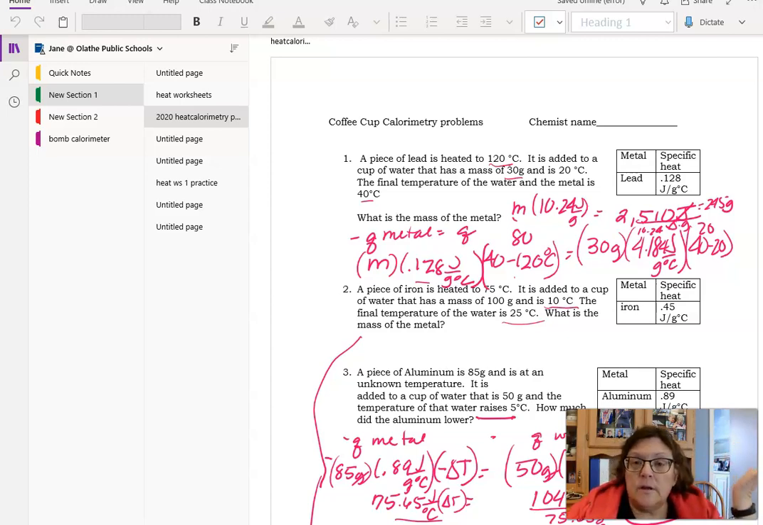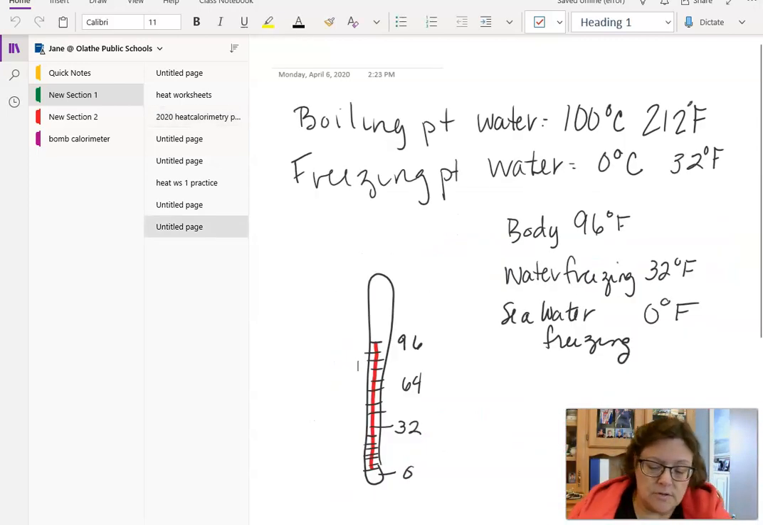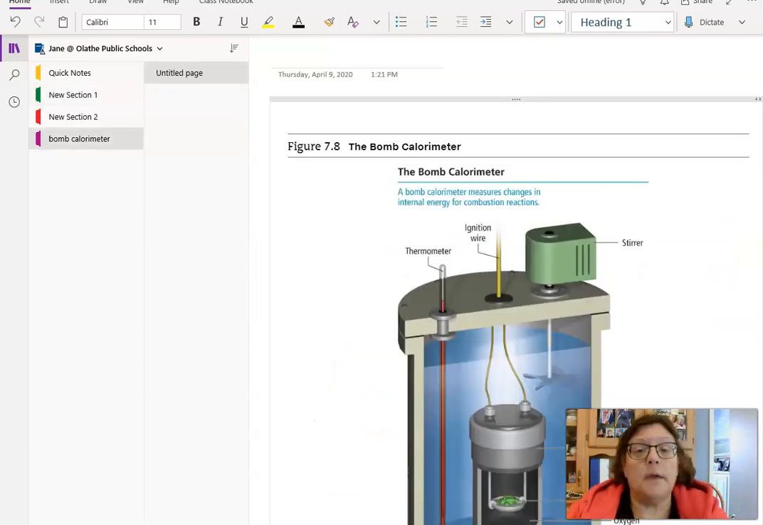All right, and we did coffee cup calorimetry, where we figured out that if we put something into another substance and one temperature went down, the other would go up, and we could use that to calculate the specific heat of a metal. So today we're going to talk about how you do that with a chemical reaction. Yes, I could put a chemical reaction in a coffee cup and take the temperature, but we use water to show the temperature change because water is such a good absorber of energy. So today we're going to introduce the idea of the bomb calorimeter.